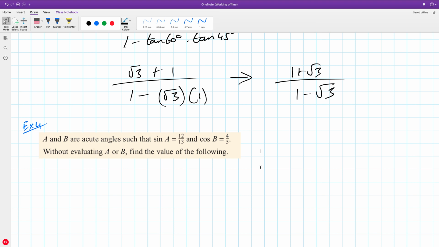So, A and B are acute angles such that the sine of A is equal to 12 over 13 and the cos of B is equal to 4 over 5. Without evaluating A or B, find the value of the following. Right, what's jumping out there to you? What word should be jumping out there to us? An acute angle, good stuff. So, with trigonometry, you have to first of all determine, are they on about the unit circle or are they on about a right angle triangle? Is that alright? And when you see acute angle, they're on about a right angle triangle.